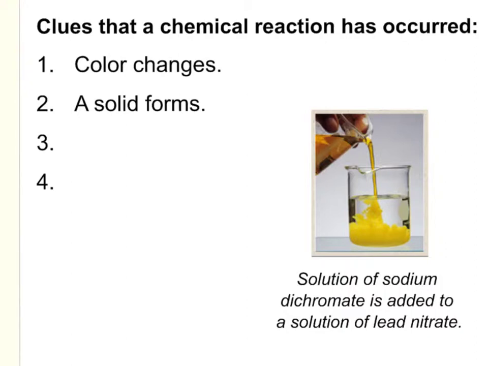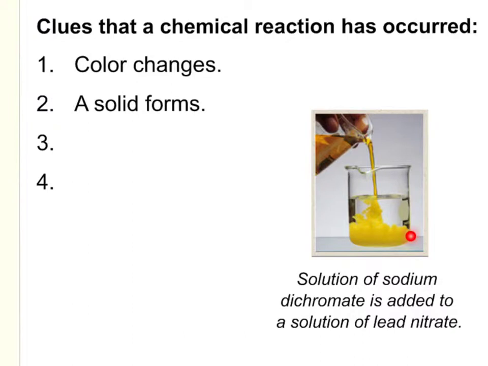Okay, another clue that a chemical reaction has occurred would be when a solid forms. For example, in this situation where we have 2 liquid solutions, we're mixing them together. A solution of sodium dichromate here is being poured into this solution of lead nitrate, and the result is not only a solution, it's a solid. We get a solid that is forming between those solutions.